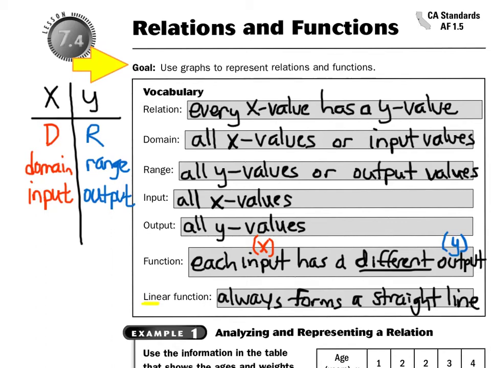Hello, you guys. Let's talk about 7.4. And I'm going to try to play tug of war with my dog and do this at the same time.